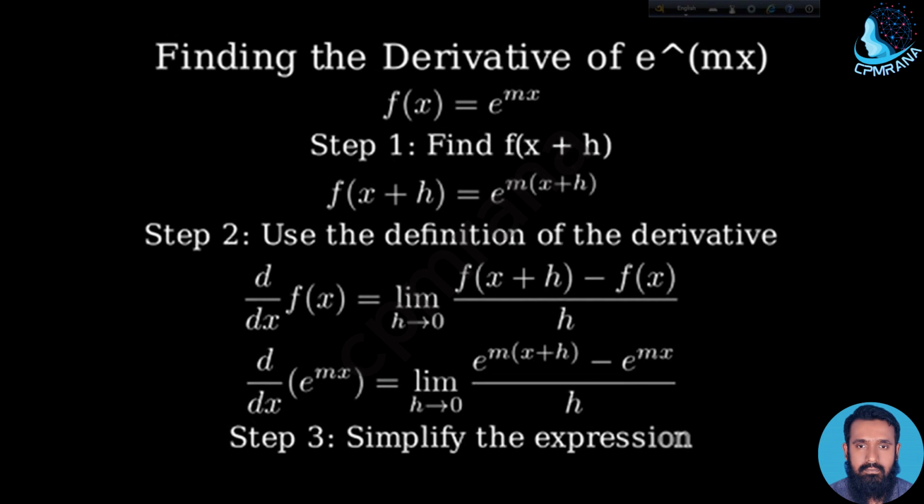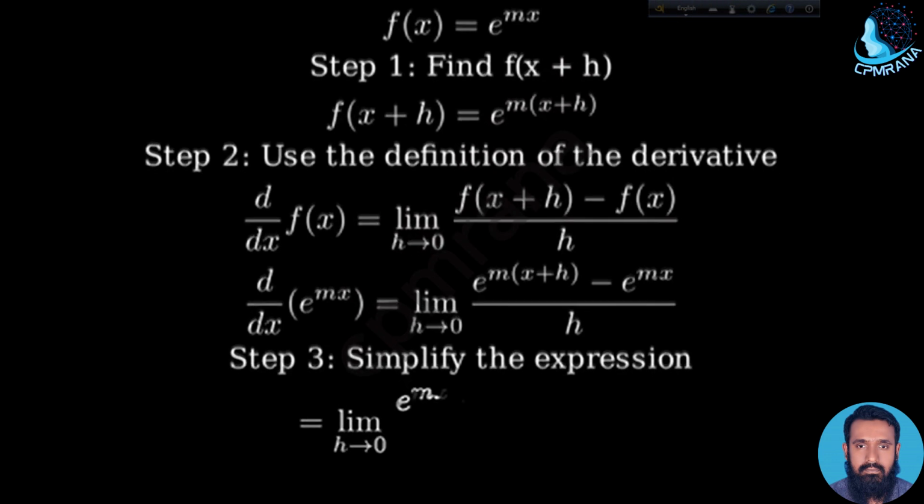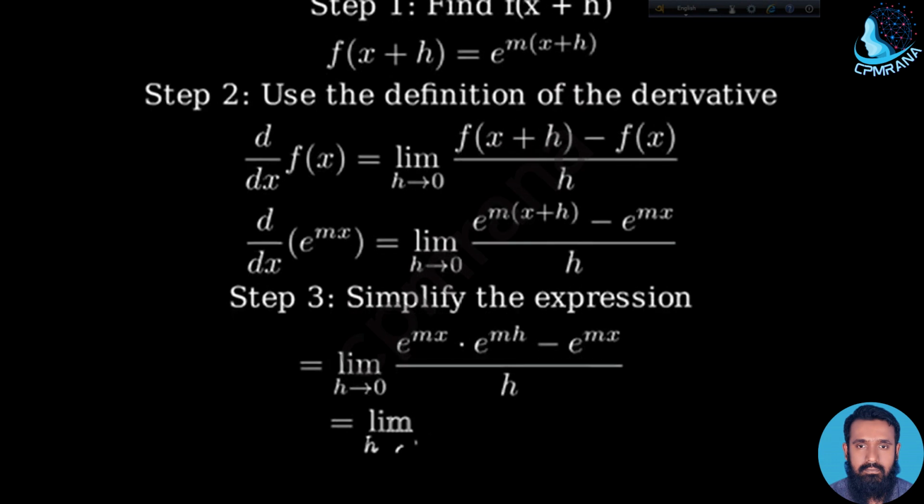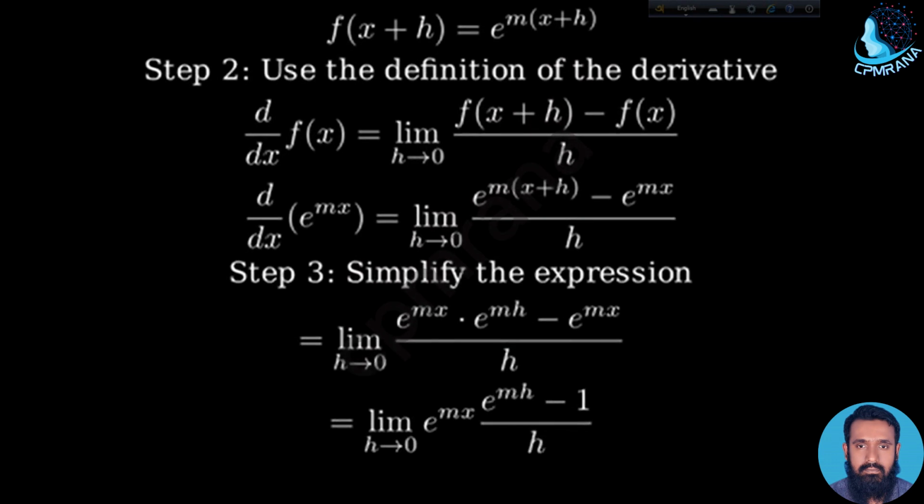Step 3. Let's simplify this expression. First, we can rewrite e to the power of m times x plus h as e to the power of mx times e to the power of mh. Then we can factor out e to the power of mx from the numerator.